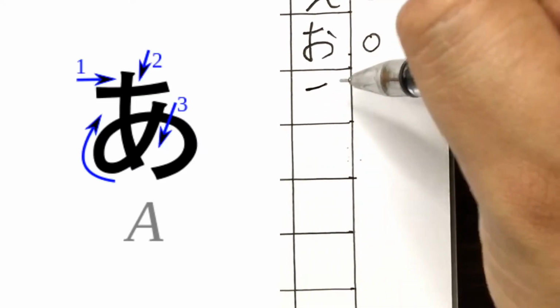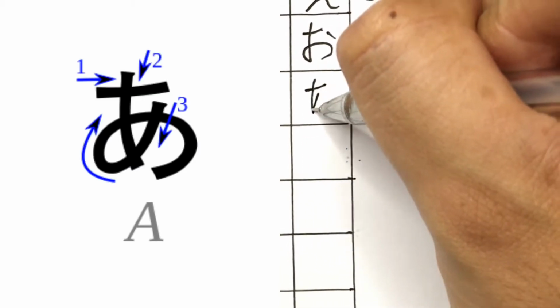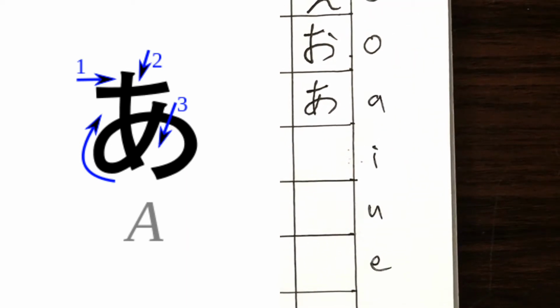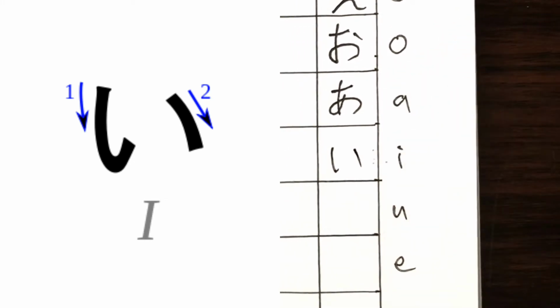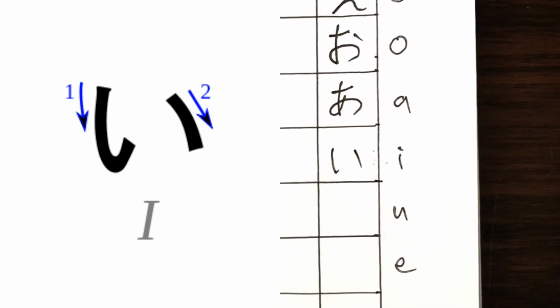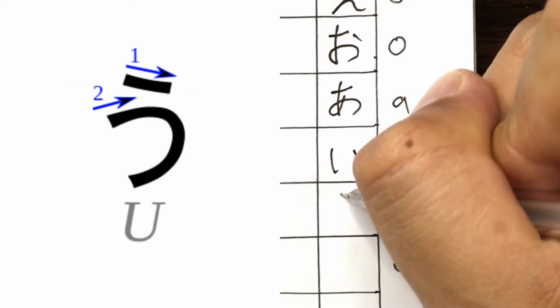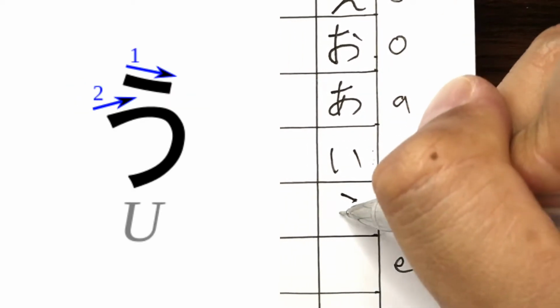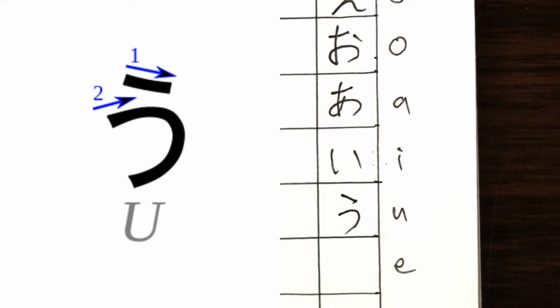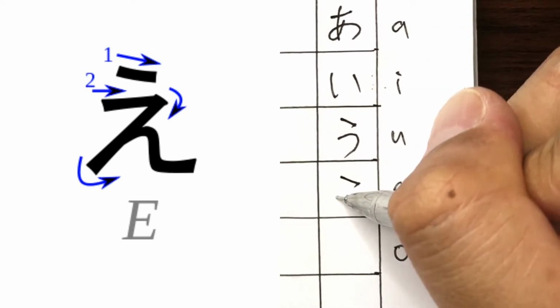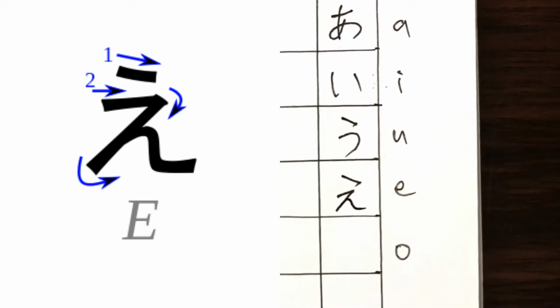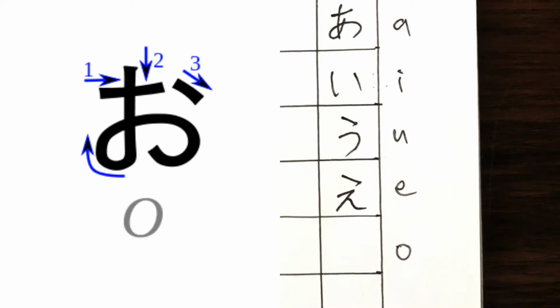Let's repeat from a, i, u, e, o. A, 2, and 3. Okay, next i, 1, 2. Next u, downward stroke, then next e, and the last is o.